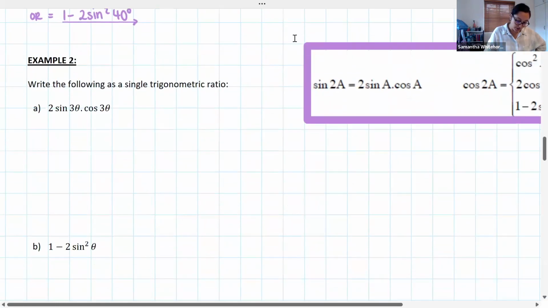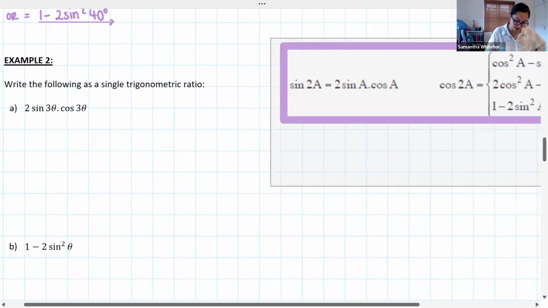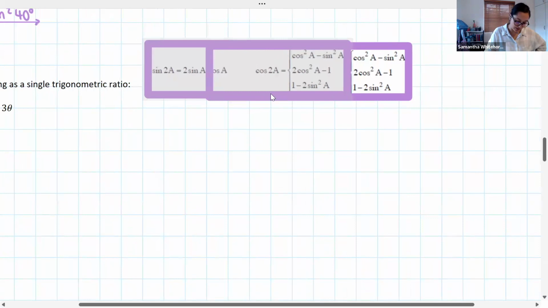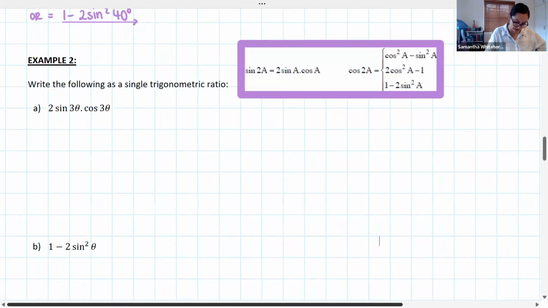Alrighty, so example 2, like I say, not too surprising here. We want to write the following as a single trig ratio. Just my identities there so I can see them.